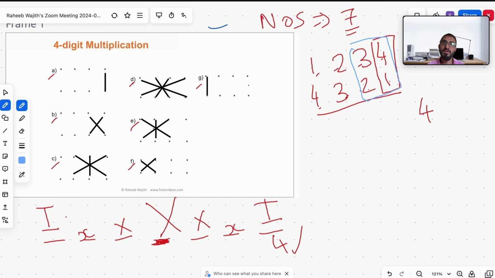Now coming to the second point, we will take this grid. So now 3 ones are 3, 4 twos are 8. 8 plus 3 is how much? 11. I will write 1 here and 1 will be carry forward. You can write it like this here.